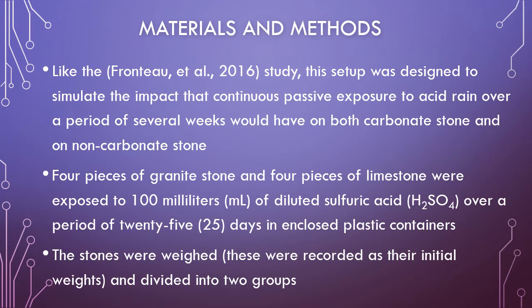And then this was basically done to compare the impacts of old acid rain on carbonate and non-carbonate stone, and the impact of fresh acid rain on carbonate and non-carbonate stone. And of course the old acid rain was represented by the group where the acidic solution was not changed out ever for the duration of the experiment, and then the fresh acid rain was represented by the group that underwent regular exchanges of that diluted sulfuric acid solution.